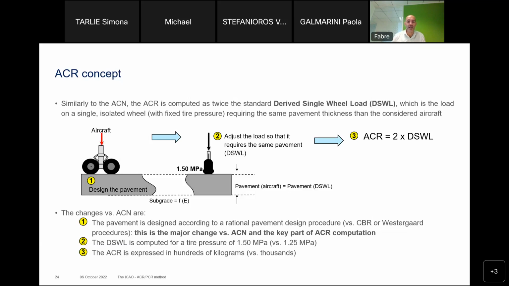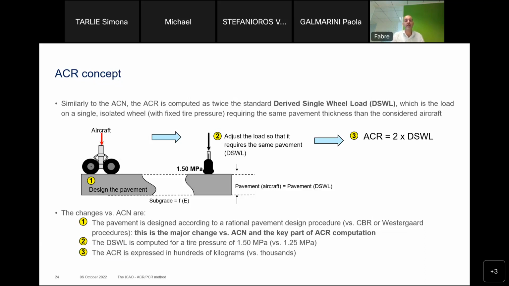By the way, the change versus the ACN: first, the pavement is not designed according to rational pavement design procedures, in comparison with the CBR design procedures for flexible pavement and the Westergaard procedure for the rigid pavement. And this is a major change compared to the ACN and the key part of the ACR calculation.